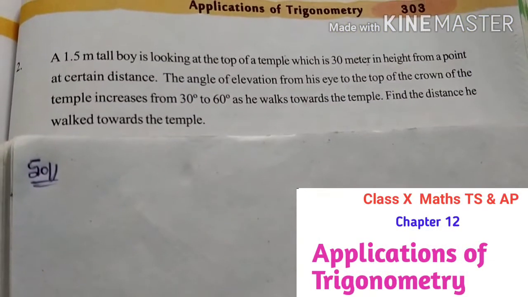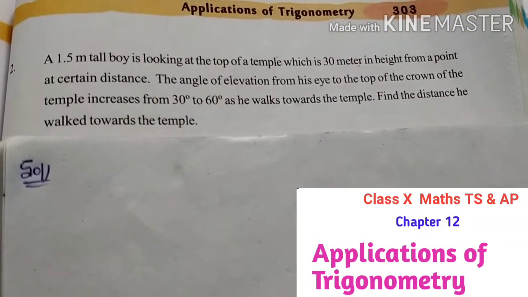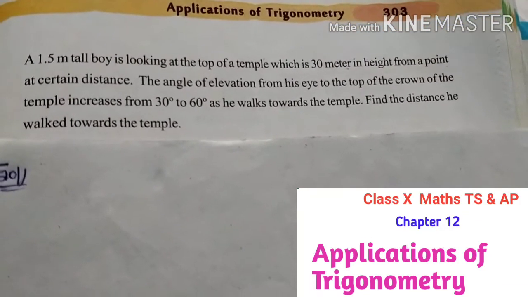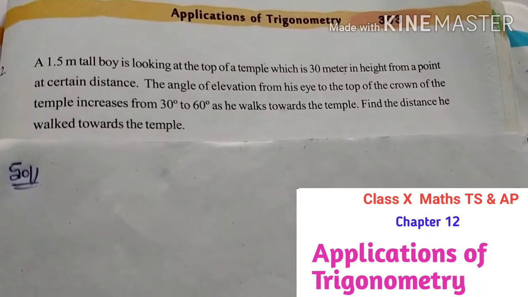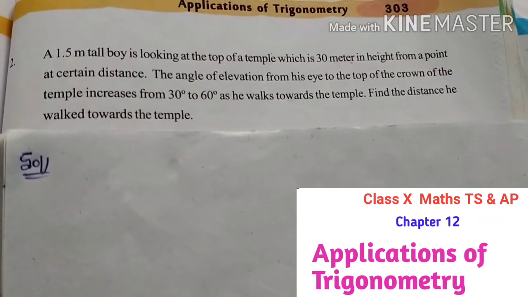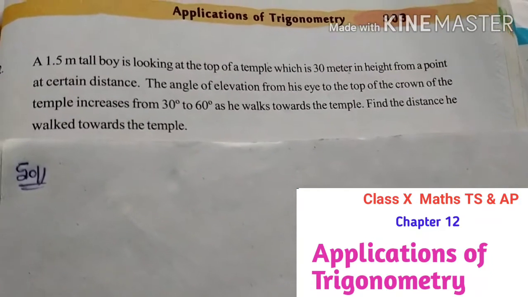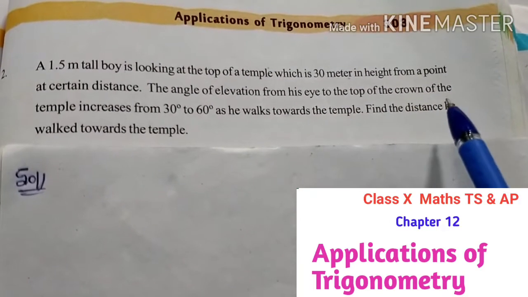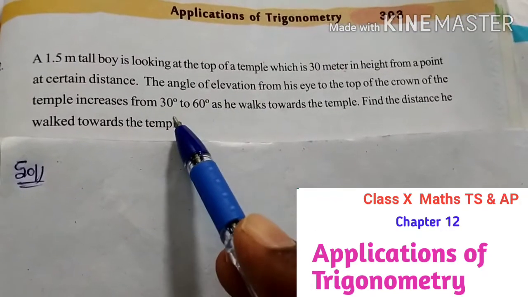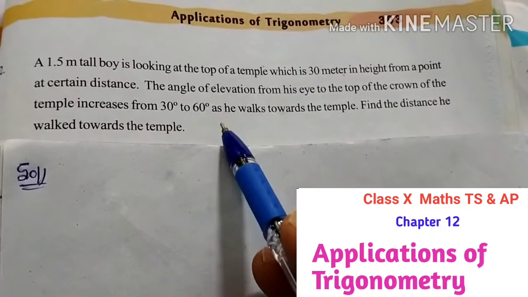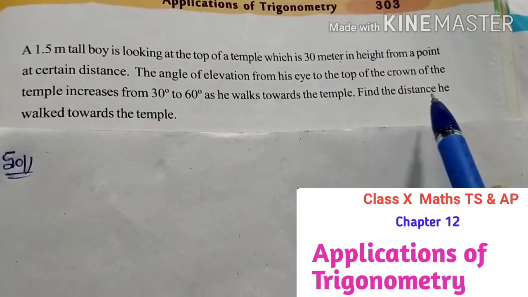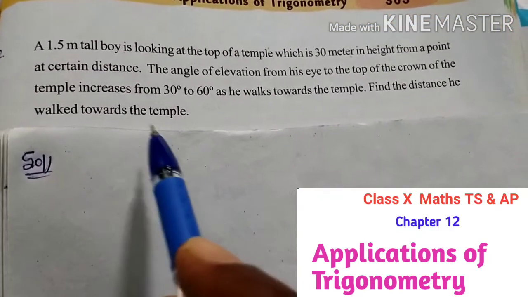In this video, we will discuss class 10th maths, Exercise 12.2 question number 2. A 1.5 meter tall boy is looking at the top of a temple which is 30 meters in height from a point at certain distance. The angle of elevation from his eye to the top of the crown of the temple increases from 30 degrees to 60 degrees as he walks towards the temple. Find the distance walked towards the temple.